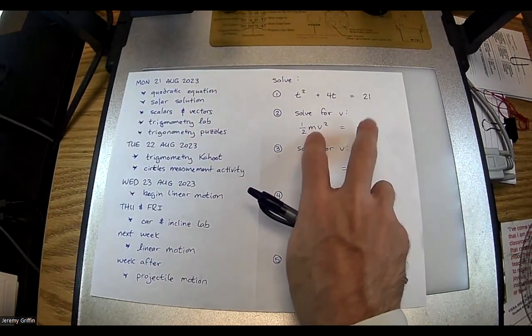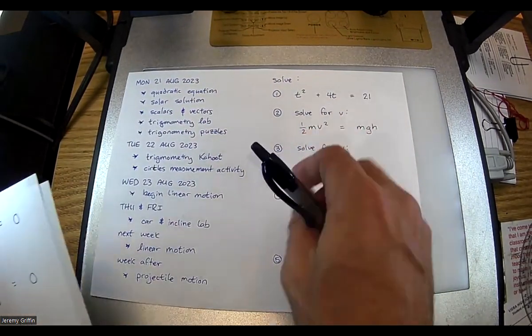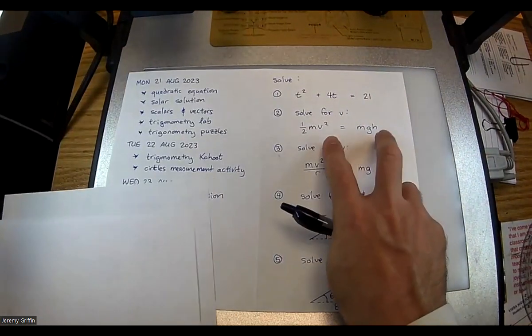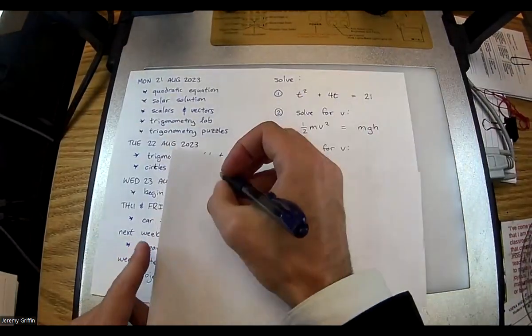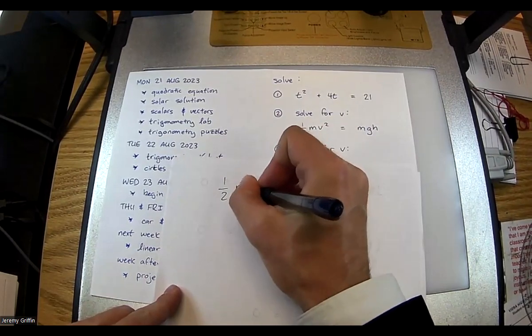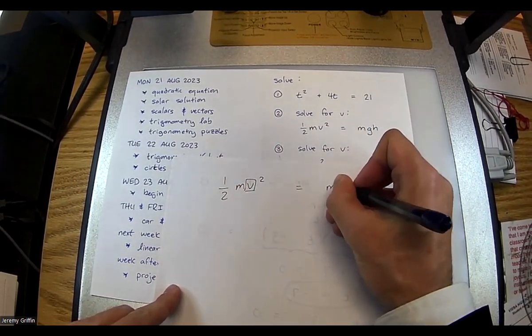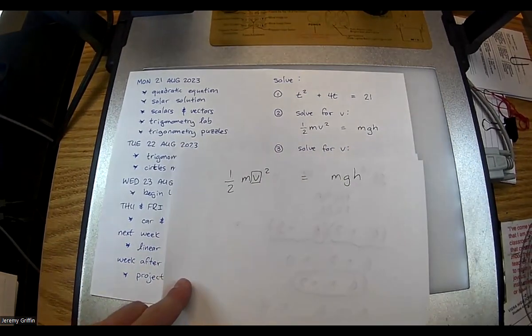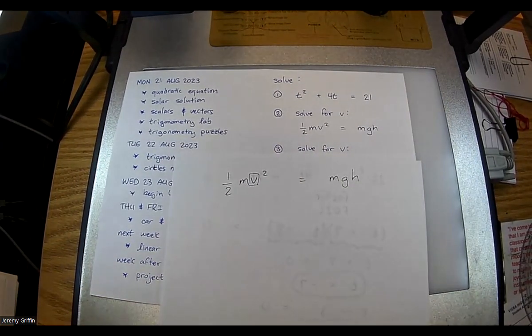Let's do another algebra trick here. So 1/2 mv squared equals mgh. Solve for v. Let me rewrite this here while you guys are writing that down. 1/2 mv squared is equal to mgh. Solve for v. Does anybody have it by now?